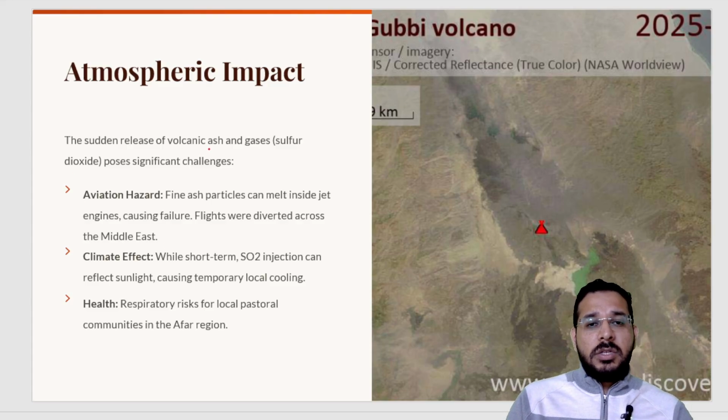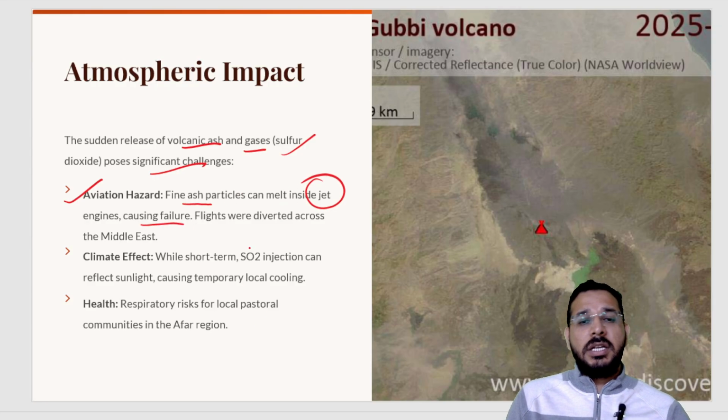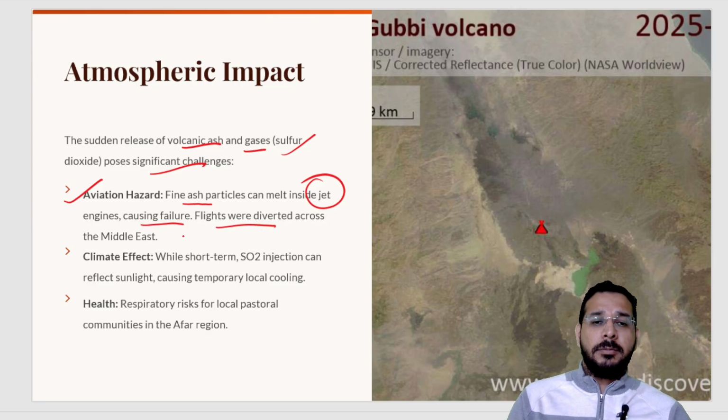The sudden release of volcanic ash and gases like sulfur dioxide poses significant challenges, like aviation hazards. The fine ash particles can melt inside jet engines, causing failure of the engines, because of which flights were diverted across the Middle East.